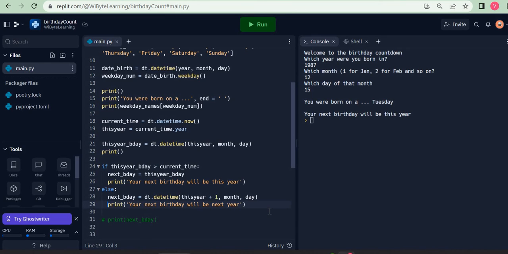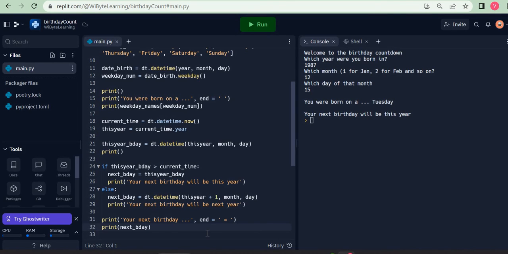And I'm going to show you this in two examples. Let's make an example here. Let's say I print "your next birthday", and I put an end equals to, say, a space, and then I go and print the next birthday.